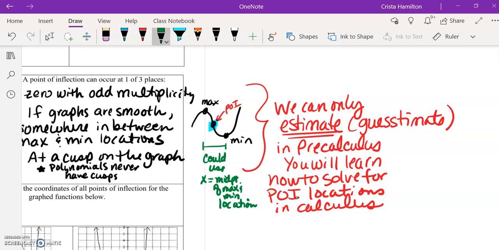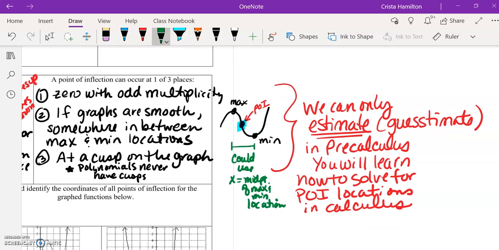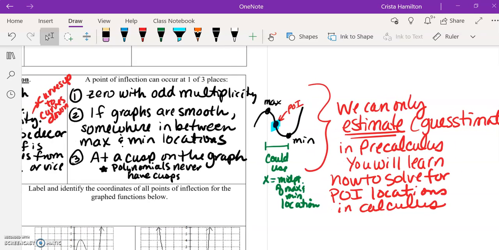And typically, a lot of these are fairly nice, and it should be pretty easy to estimate where those points of inflection are.